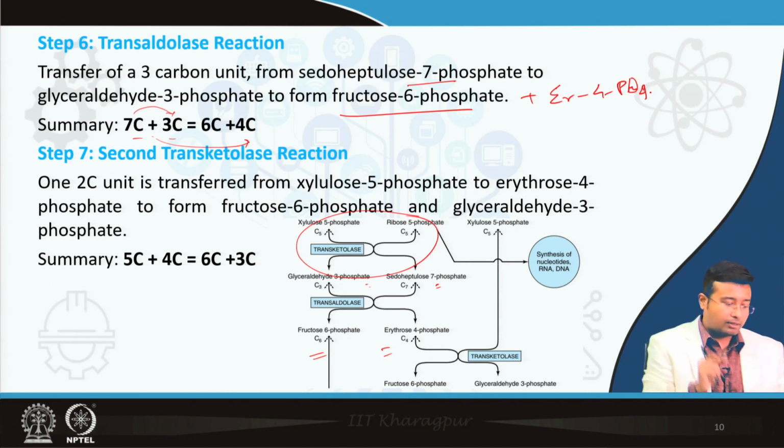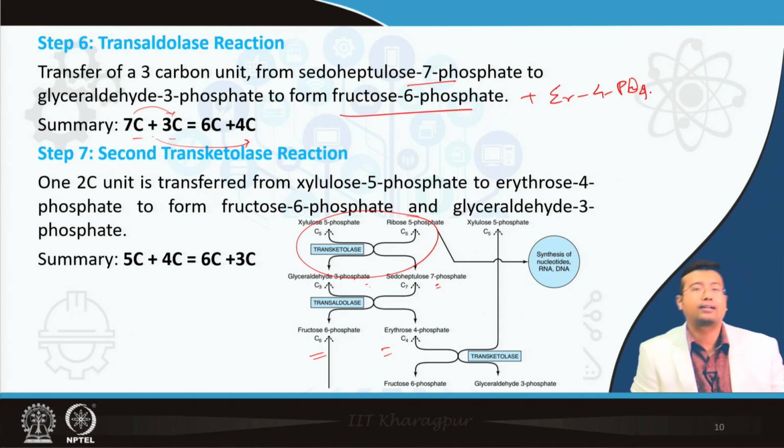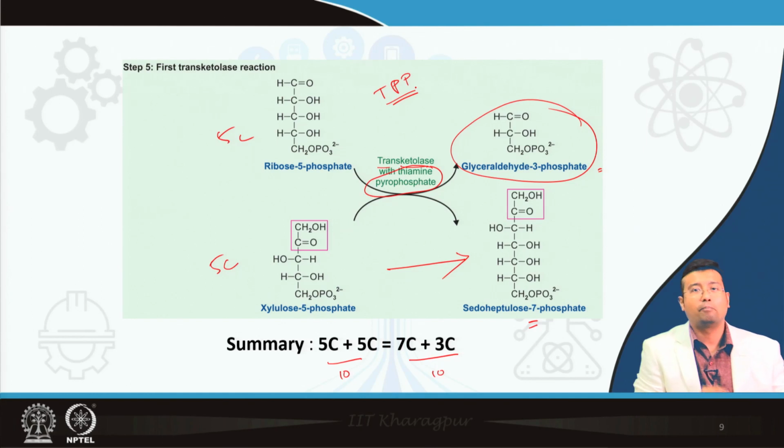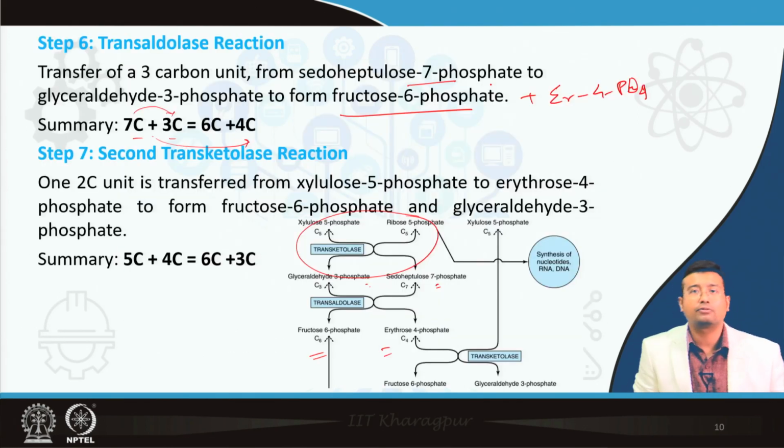Very important thing, did you notice what was the cofactor in the transketolase reaction? It is thiamine pyrophosphate, abbreviated as TPP. You have read in the pyruvate dehydrogenase complex reaction, it is a form of vitamin B1 or thiamine. So, thiamine pyrophosphate, TPP, is a cofactor of the transketolase reaction.